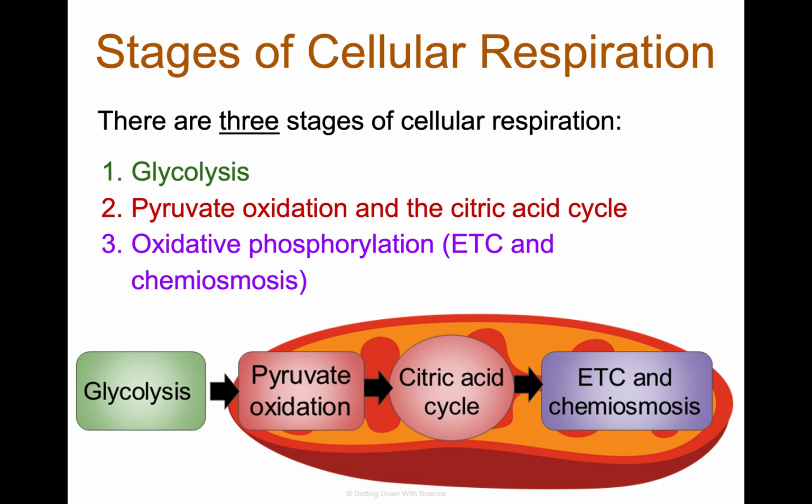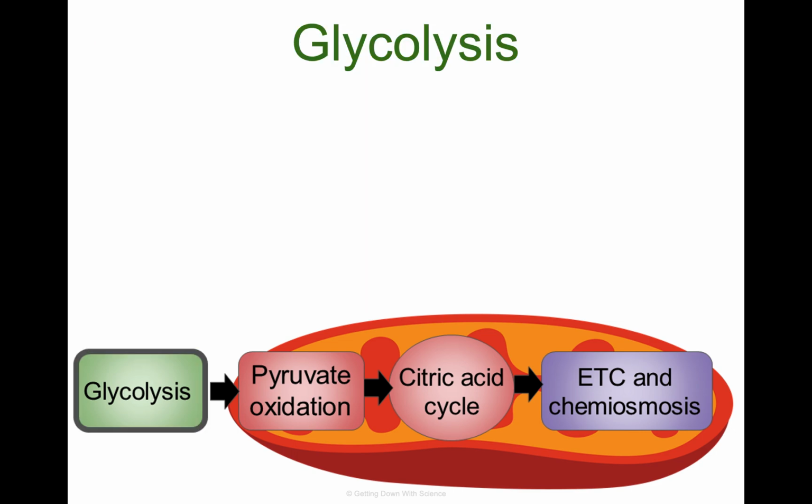So some of these words might sound confusing, totally fine. Oxidation is oxygen, citric acid cycle, oxidative phosphorylation. We know that phosphorylation is the adding on and the removing of phosphate groups, electron transport chain. These are words that we can break down and become familiar with.